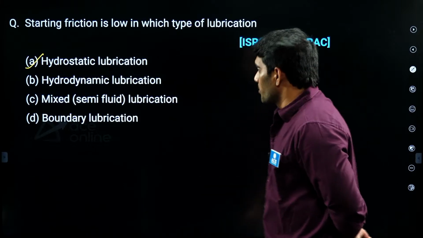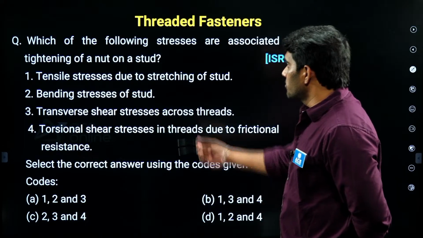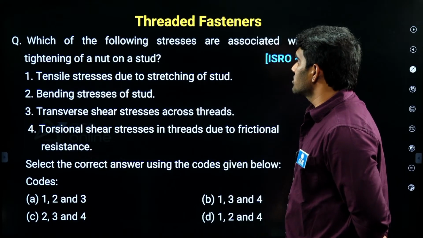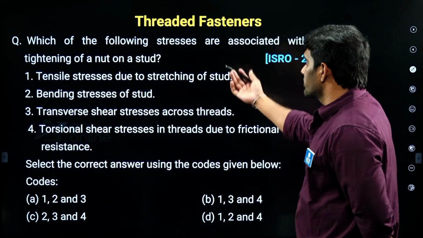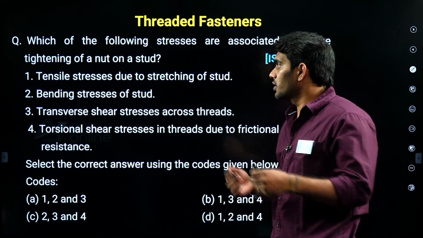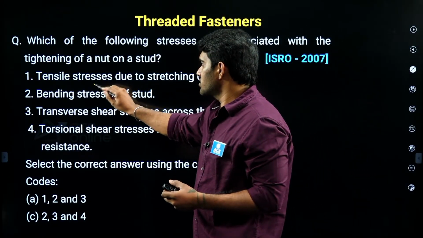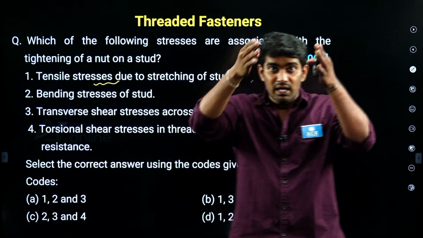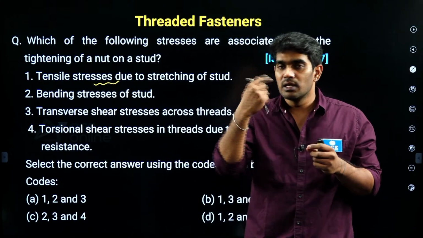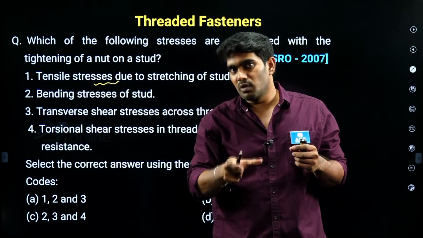Now moving ahead, let's see this question from threaded fasteners. Which of the following stresses are associated with the nut? Whenever we consider a stud, because of the tightening we get tensile stresses. We have seen that the thread can fail in shear. The thread present in the bolt will try to come out as it is.